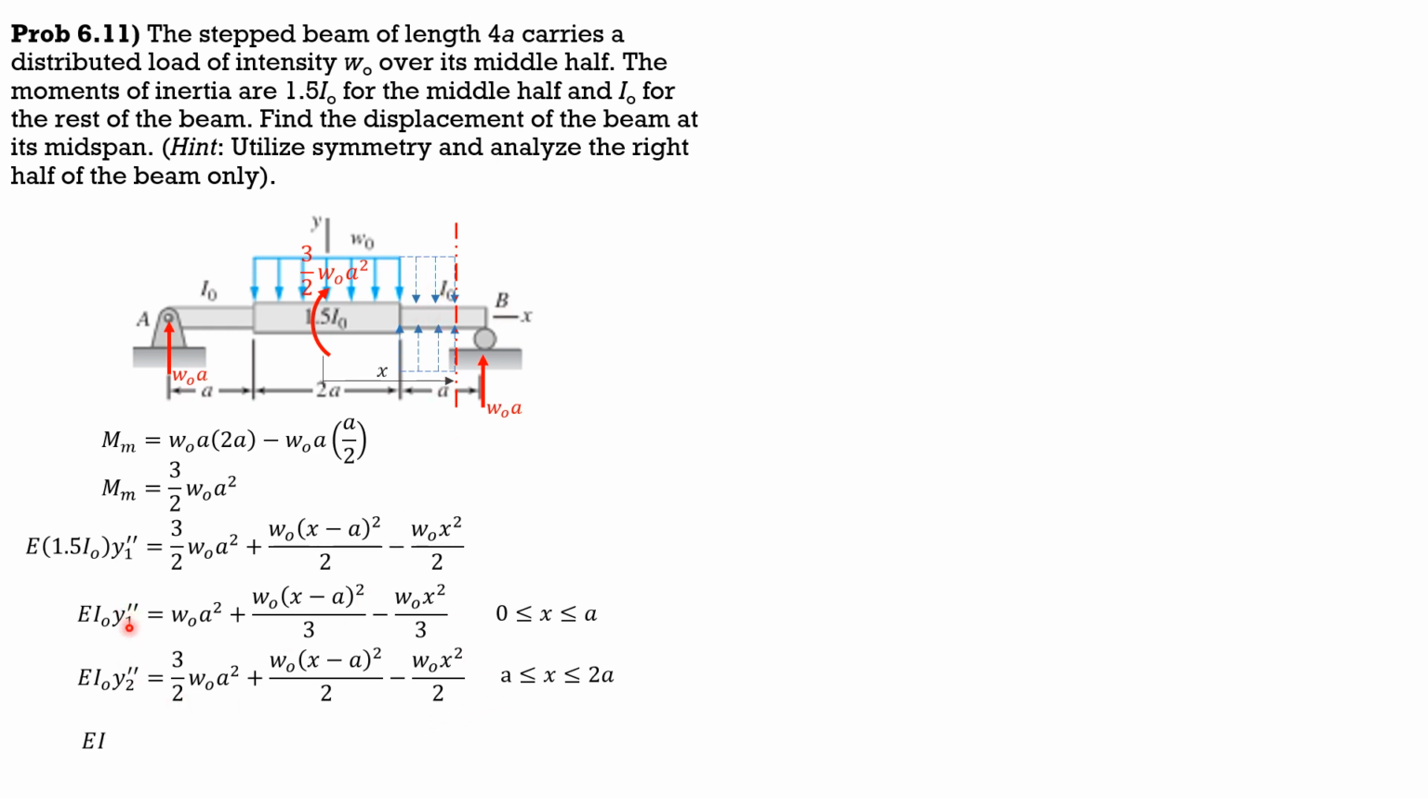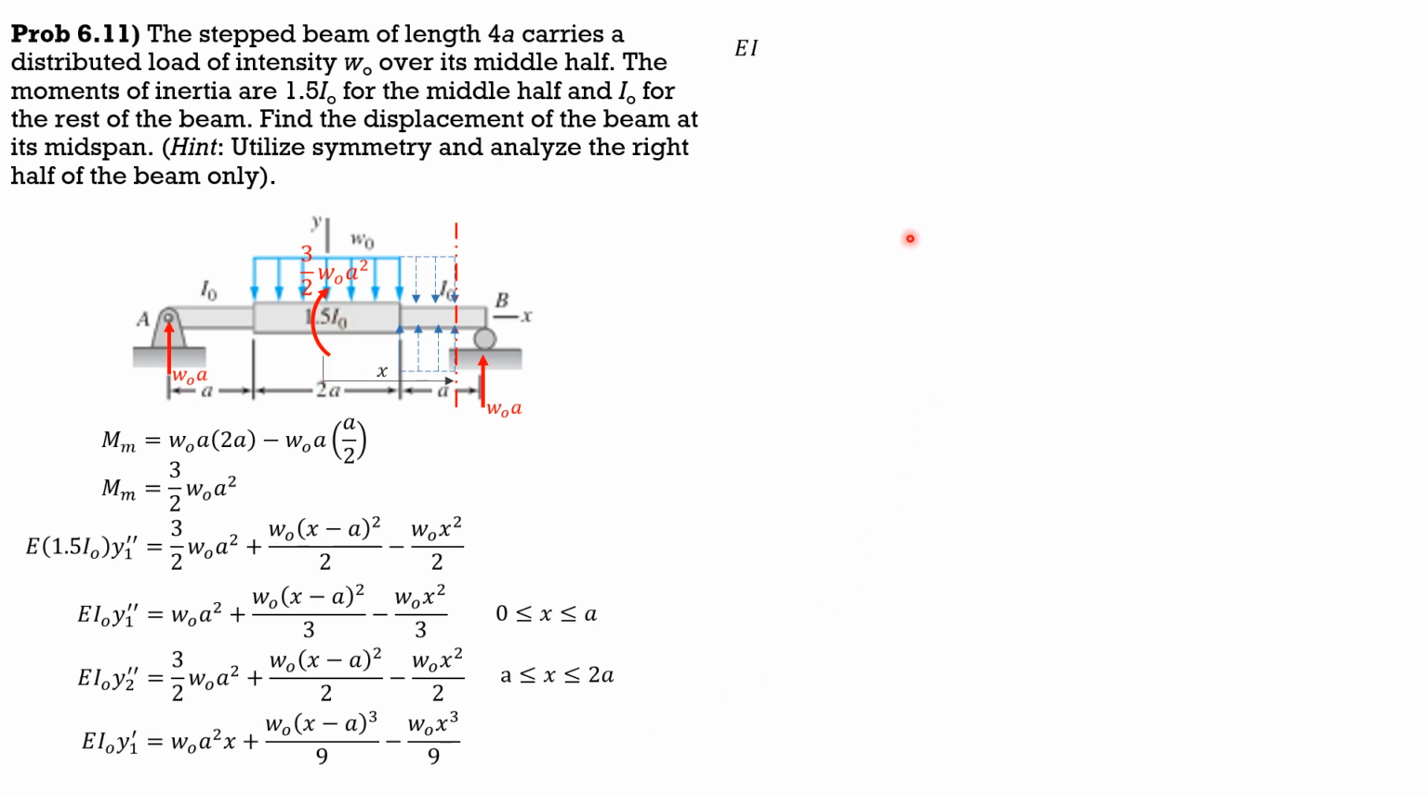integrating this differential equation, EIO y1 prime, that's the slope, is WOA square x plus WO quantity x minus A cube over 9 minus WO x cube over 9. Then there is no C sub 1 because, as I said, when x is 0, because the maximum deflection occurs at midspan, the slope of the tangent is 0. So that's why there's no C sub 1. But there is C sub 2. That C sub 2 there is the maximum deflection at midspan.